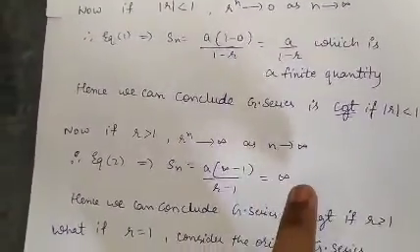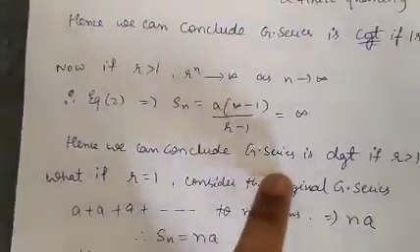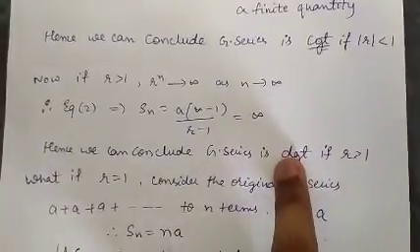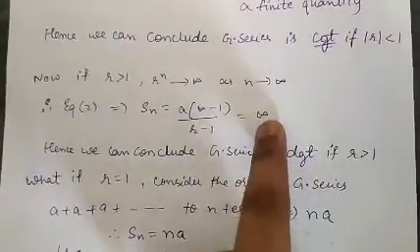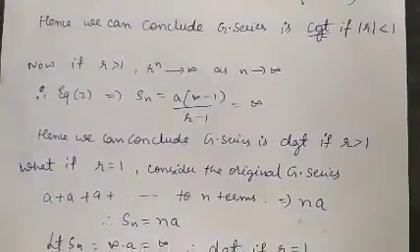So if you get RHS as infinity, it is nothing but the series is divergent. Hence you can conclude the geometric series is divergent if r is greater than 1. Why am I saying divergent? Because we have got infinity in RHS. So the geometric series is divergent if your r is greater than 1.